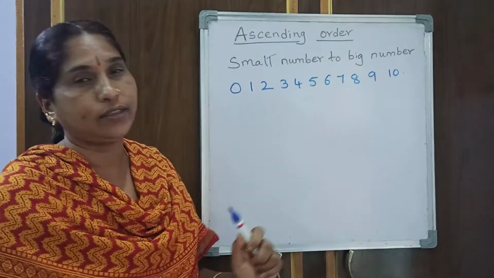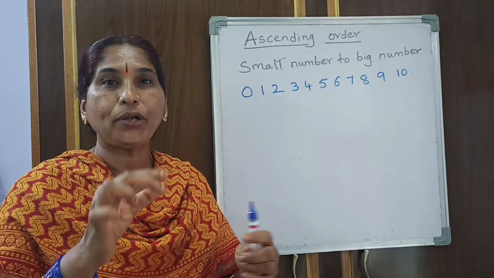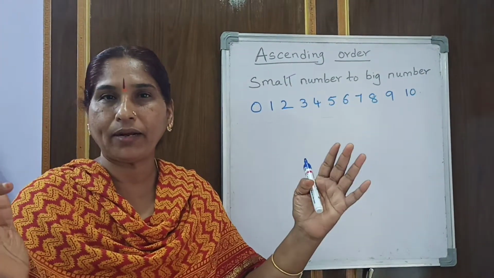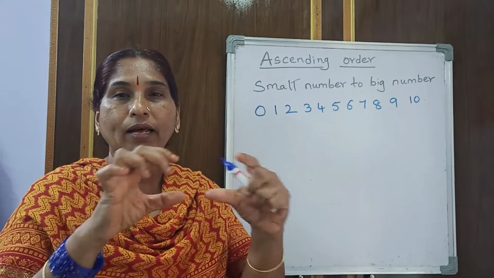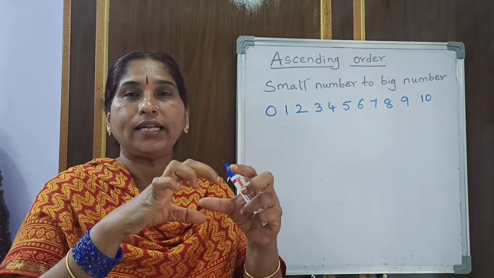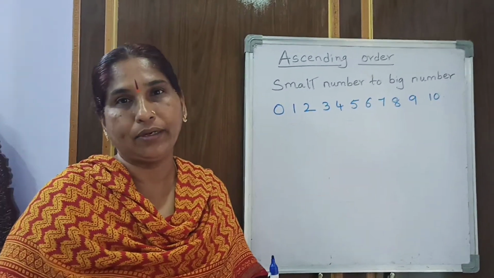Ascending order. See here, ascending order means what? Small number to big number. They will be giving the numbers in a jumbled way. Then you have to set the numbers from the smaller number to the bigger number.